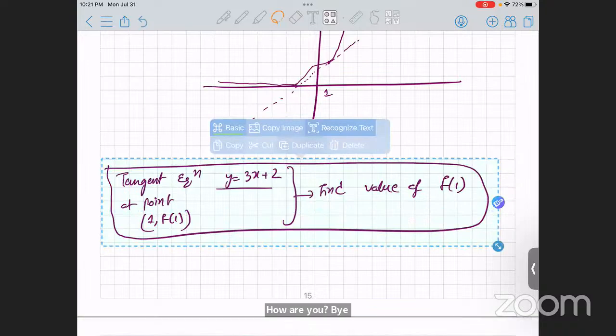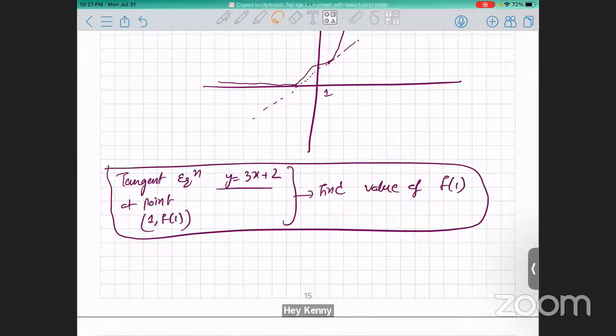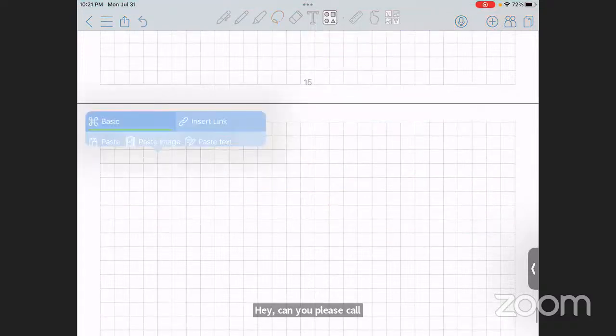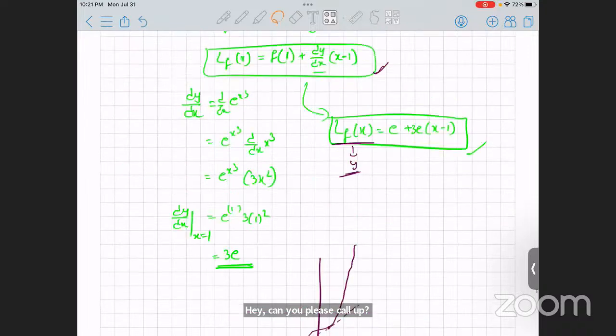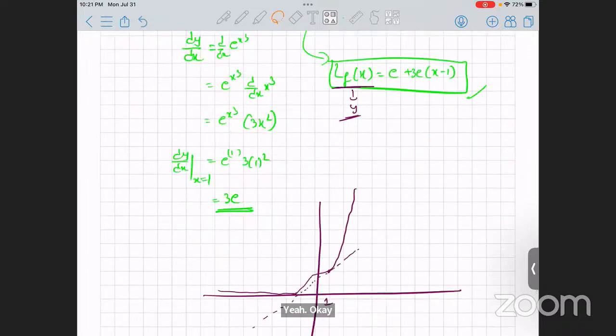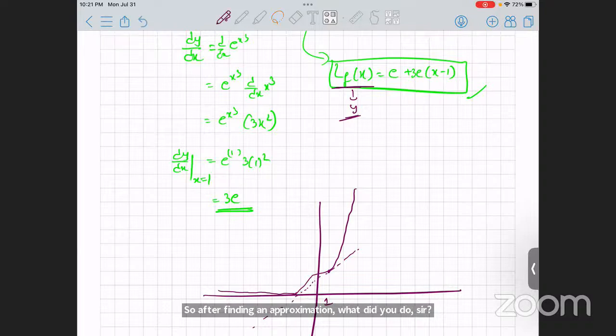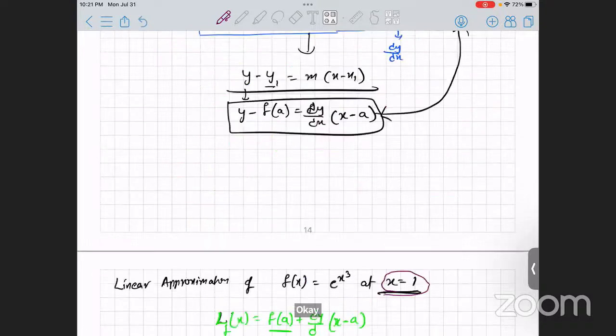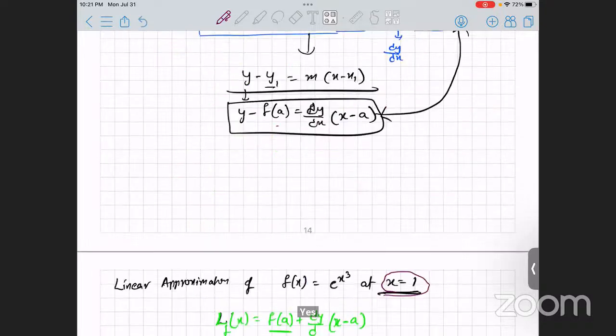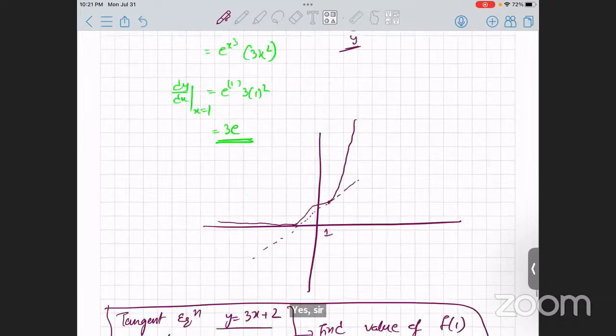Let me wait for other answers, please. So after finding the linear approximation, what did you do, sir? No, I just tried to explain that linear approximation and tangents are the same. If you find this, it is nothing but the tangent equation: y minus f of a equal to this. So I just drew a tangent to explain what a linear approximation is.